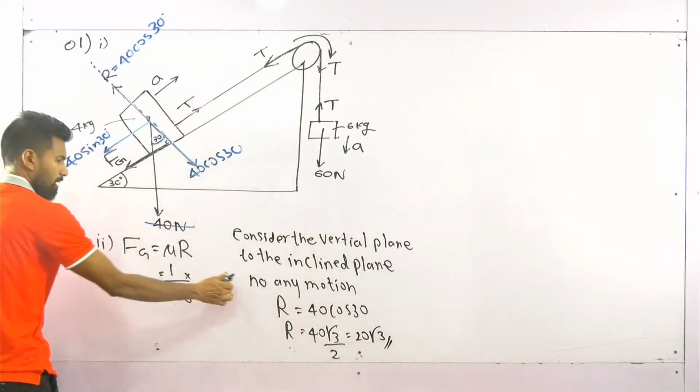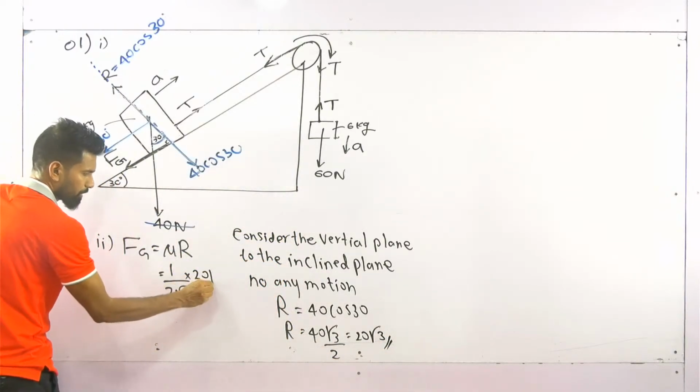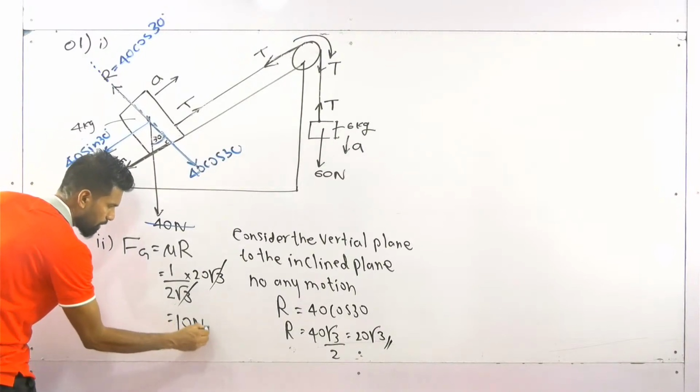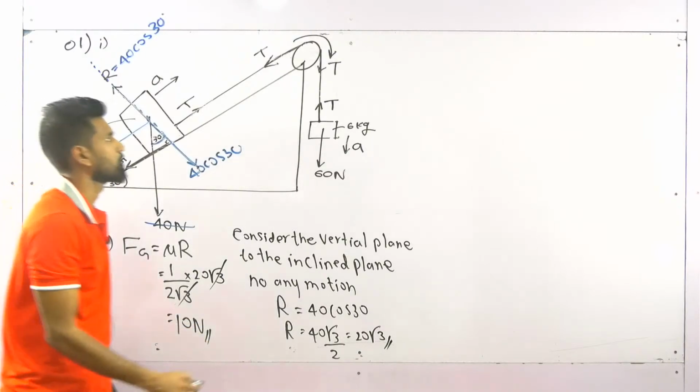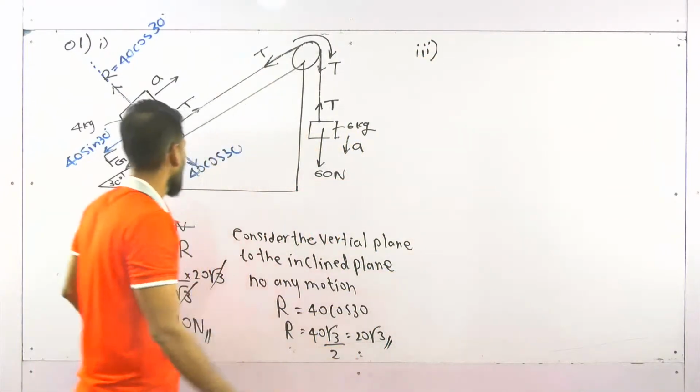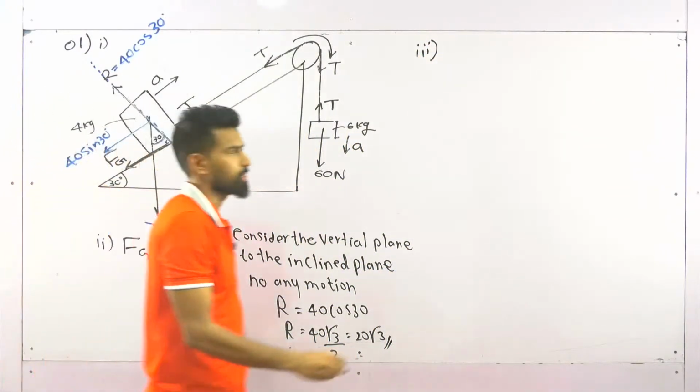So I will substitute R here, 20 root 3. Root 3 will cancel out. Frictional force is equal to 10 newtons. That is number 2. Question number 3: I had to find the common acceleration.